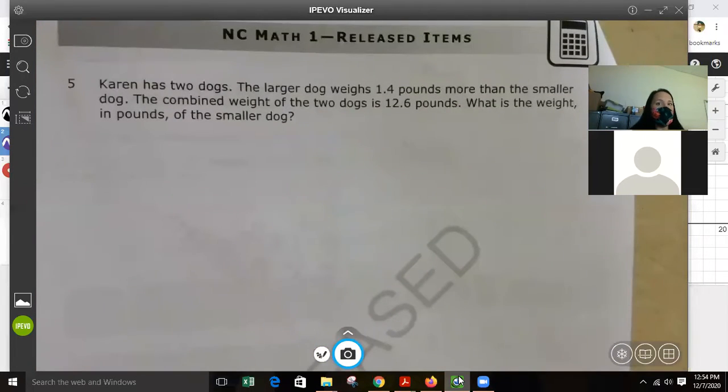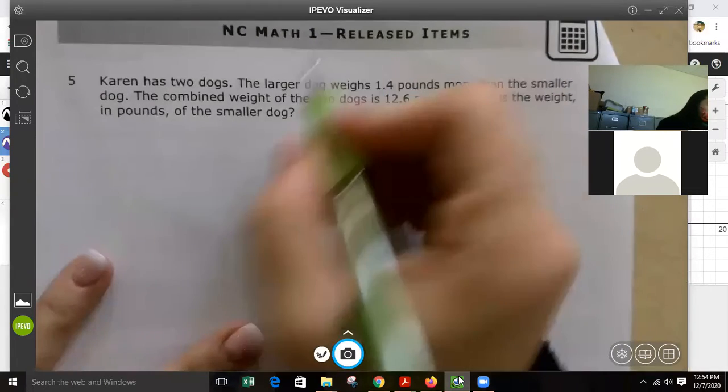Karen has 2 dogs. The larger dog weighs 1.4 pounds more than the smaller dog. The combined weight of the 2 dogs is 12.6. What is the weight in pounds of the smaller dog? You can use Desmos on this, but you have to set up your equations first. Okay, so that's the only difference between this and the other ones we've been doing. So how do I write this?